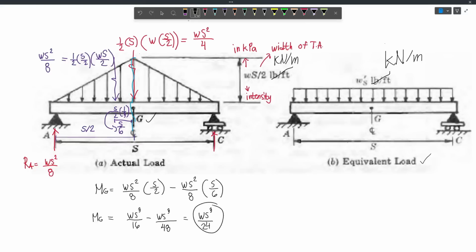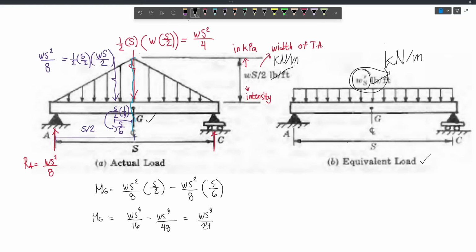Now this is the moment at G. And so we have to find this W prime S. This is the equivalent load. If we will convert this one into a uniformly distributed load, it would be easier to analyze if we have a uniformly distributed load instead of this one. And so that's why we are converting. Now the moment at G should be WS cubed over 24.